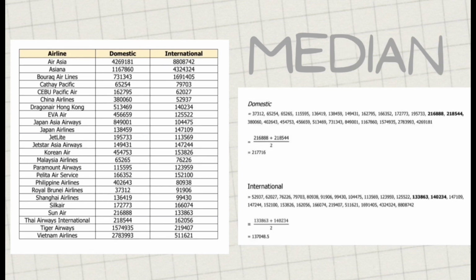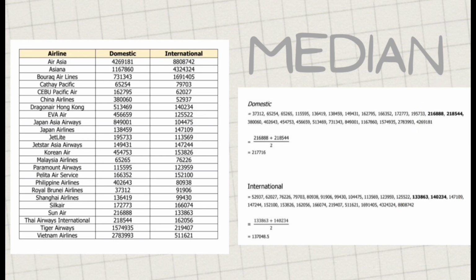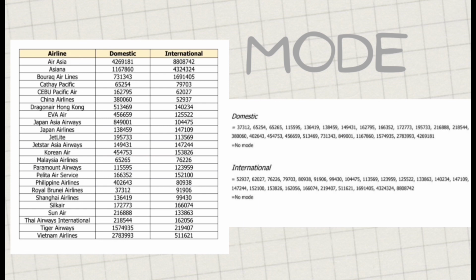Next part is median. I already arranged the data in ascending order for both domestic and international. This is the middle value. To find the median, I add these two numbers and divide by 2. Here is my answer: 217,716 for domestic and 137,048.5 for international.